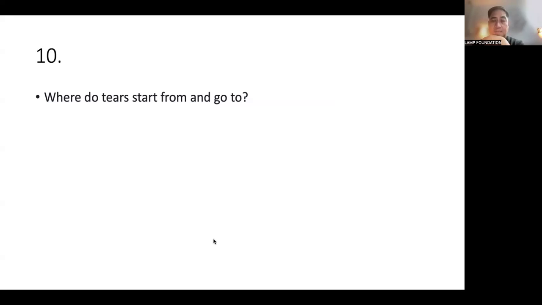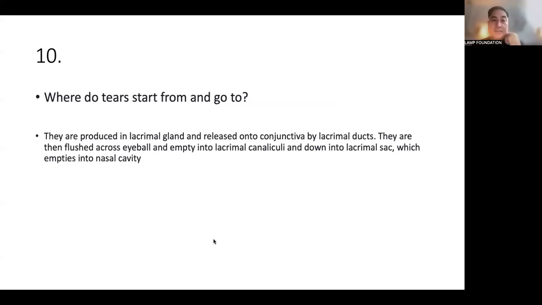First, the tears are produced in the lacrimal gland, and through the lacrimal ducts, they are released onto your conjunctiva. They are then flushed across the eyeball, then empty into the lacrimal canaliculi, down to the lacrimal sac, which empties into the nasal cavity.